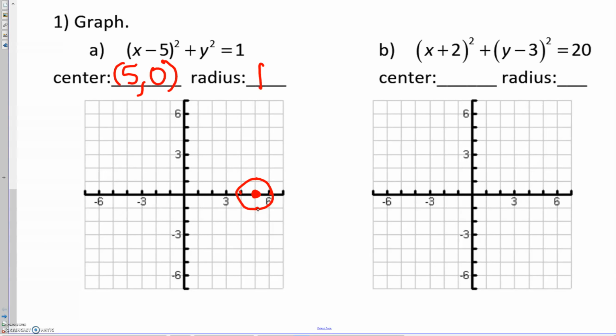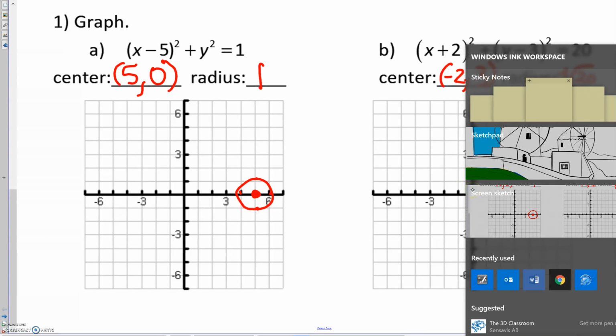Part B, let's see. This one, x plus 2, so that means it was x minus a -2, and y minus 3, so that means 3 for my y value. The radius then is going to be the square root of 20, and the square root of 20 is in between the square root of 16 and the square root of 25. So the square root of 16 is 4, the square root of 25 is 5. So we'll just estimate it at 4.5. You could put that in your calculator and figure it as well.